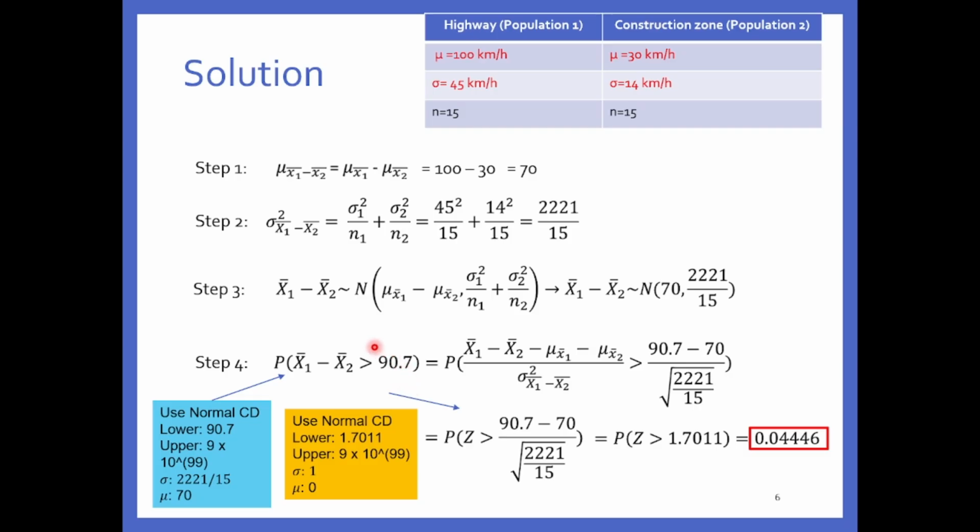Okay, if you don't have the Classwiz calculator, you need to convert to Z score. So the left-hand side becomes the Z distribution. You need to convert 90.7 to a z-score, which is 90.7 minus the mean of the difference of two sampling, which is 70, divided by the standard deviation of the difference of two sampling, which is the square root of 2221 divided by 15.